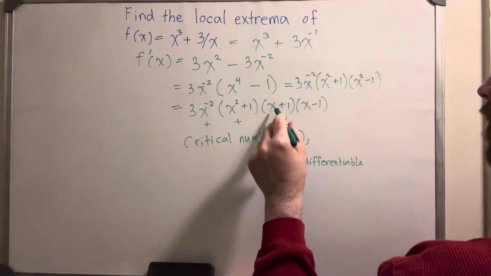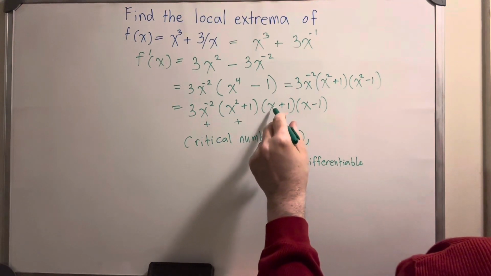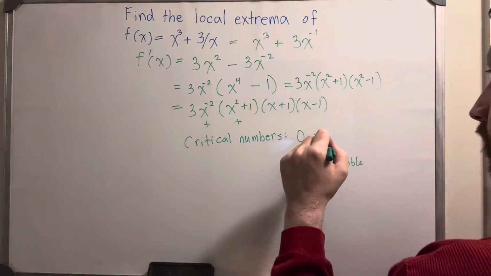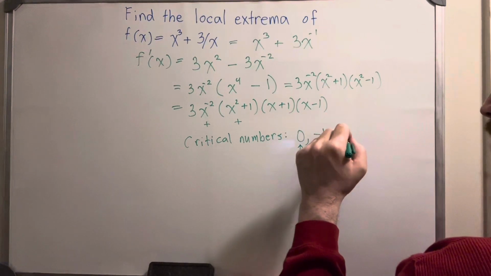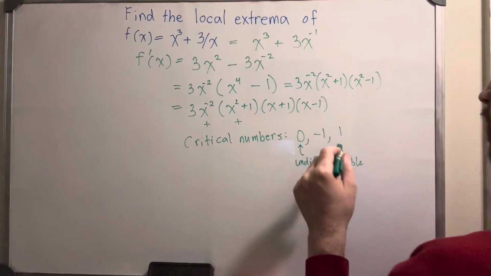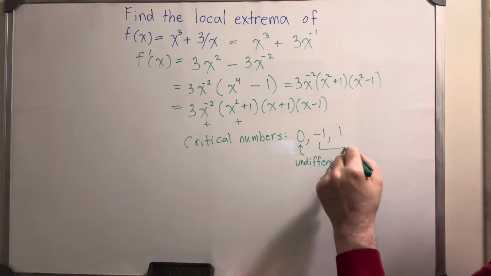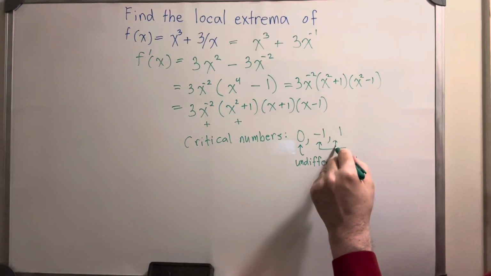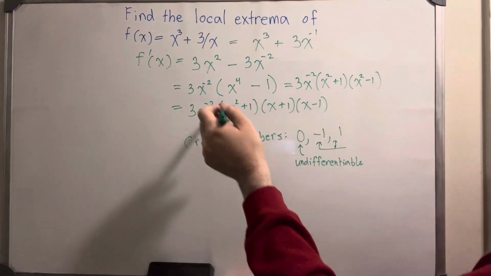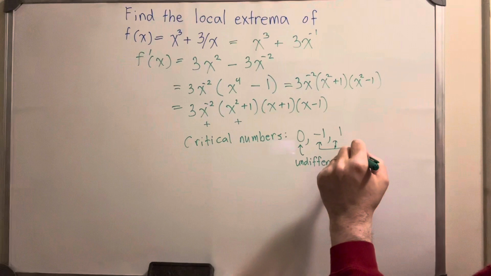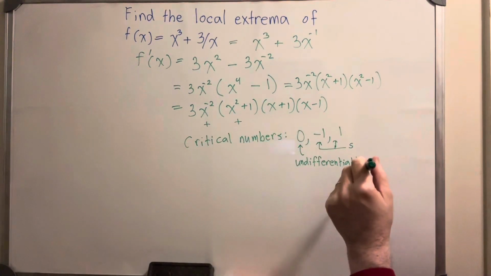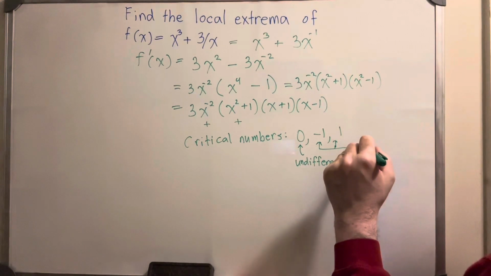How about this one? When is this 0? It makes the whole thing 0 when x is -1. And when is this 0? When x is 1. So here are 3, and these two, if x is 1 or -1, this first derivative is going to be defined. So these would be stationary points, where the tangent line is horizontal.